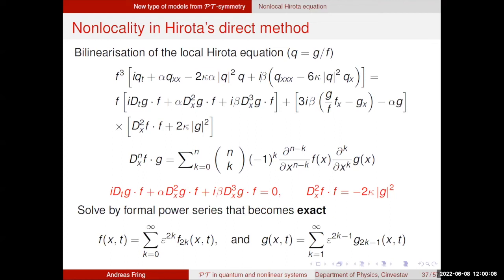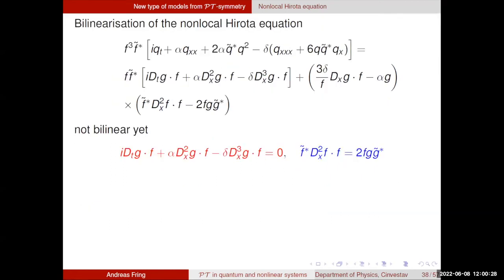It's again using the Hirota bilinear form. If you don't know it, don't worry. It reduces to solving these two equations in this apparently perturbative way. But now we have two solutions to solve. For the KdV, there was only one field. Now we have two fields. And again, you get exact one-soliton solutions.